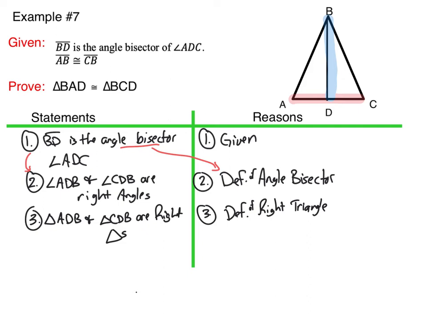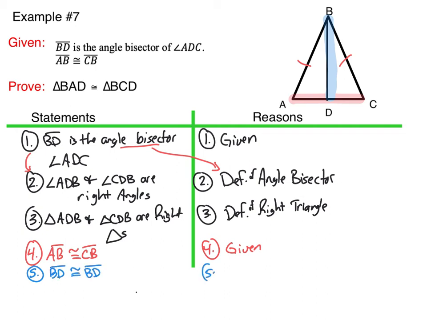And now I'm going to take my next statement, statement 4, and I'm going to say that AB is congruent to CB, and that's right there, AB congruent to CB. And that reason is given. Again, just like we had from the beginning. All right, and also I can go to step 5 here. I have that BD is congruent to BD. Reason is the reflexive property.